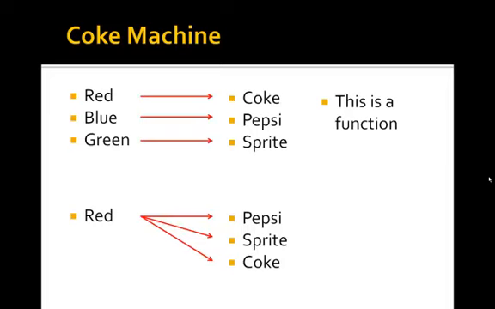Well, I marched over to my neighbor's house, and I said, "Hey, what's going on here?" And it turns out he was playing a little bit of a trick on me. He went through my Coke machine, and he mixed up all of my cans. Well, as you can see, I now give it one input, say that red button, and I get 3 different outputs. Well, because of this, my Coke machine is no longer a function.